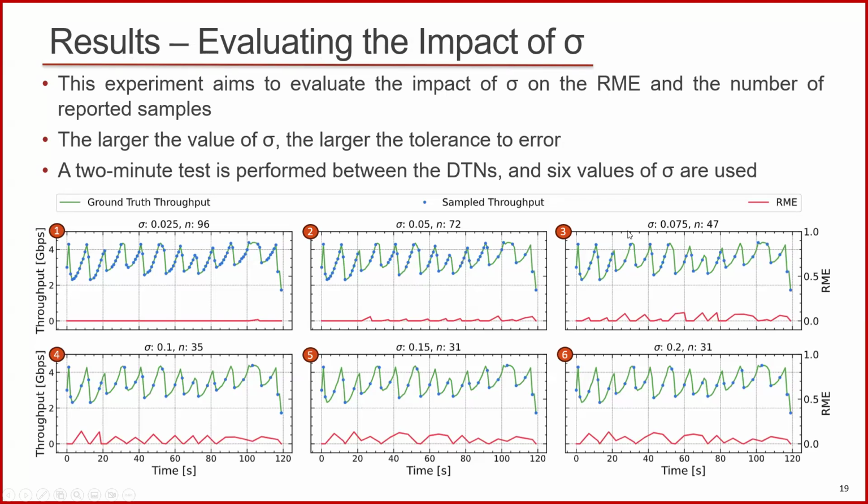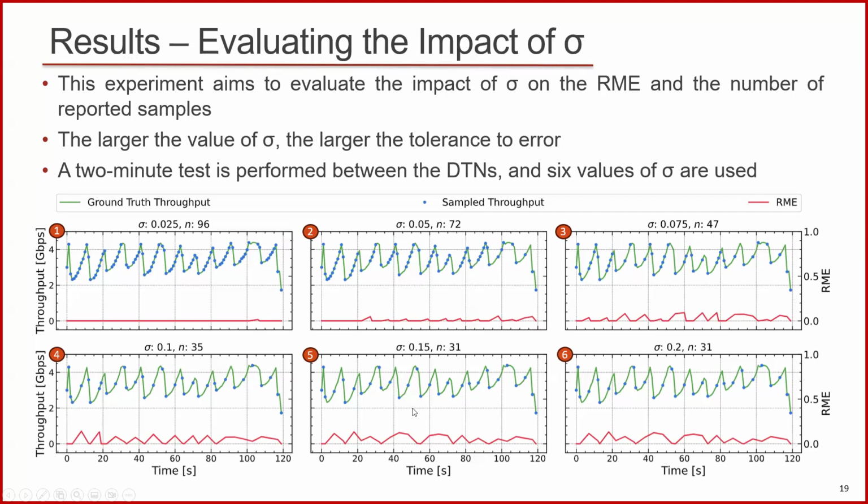If we increase the tolerance more, we again reduce the number of samples, but we start to see relatively high values of RME, or the relative mean error. This is not something we should do. We should always keep the RME low, otherwise the adaptive model will not be reporting representative samples. And as we increase sigma above 0.075, to 0.1, 0.15, and 0.2, the RME starts to have relatively large values.